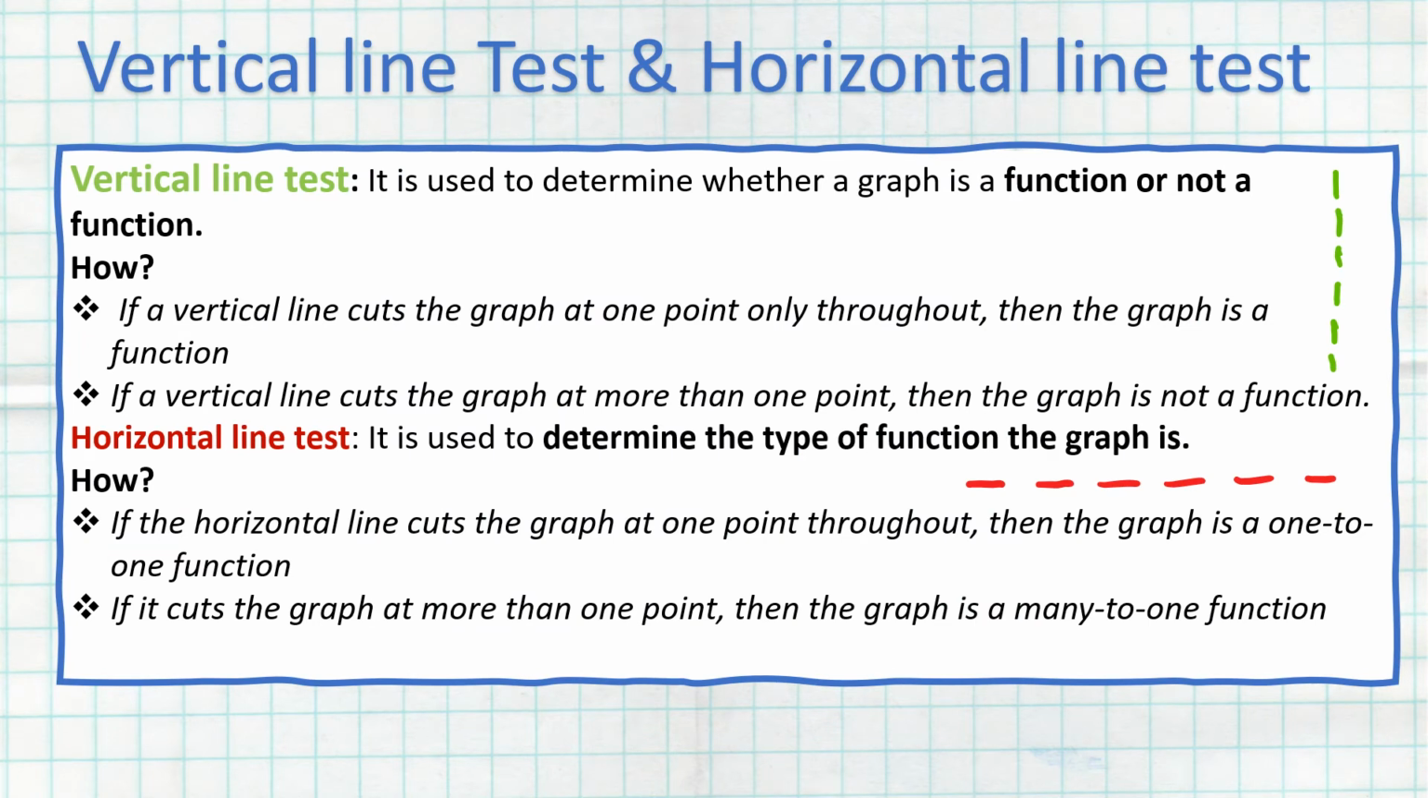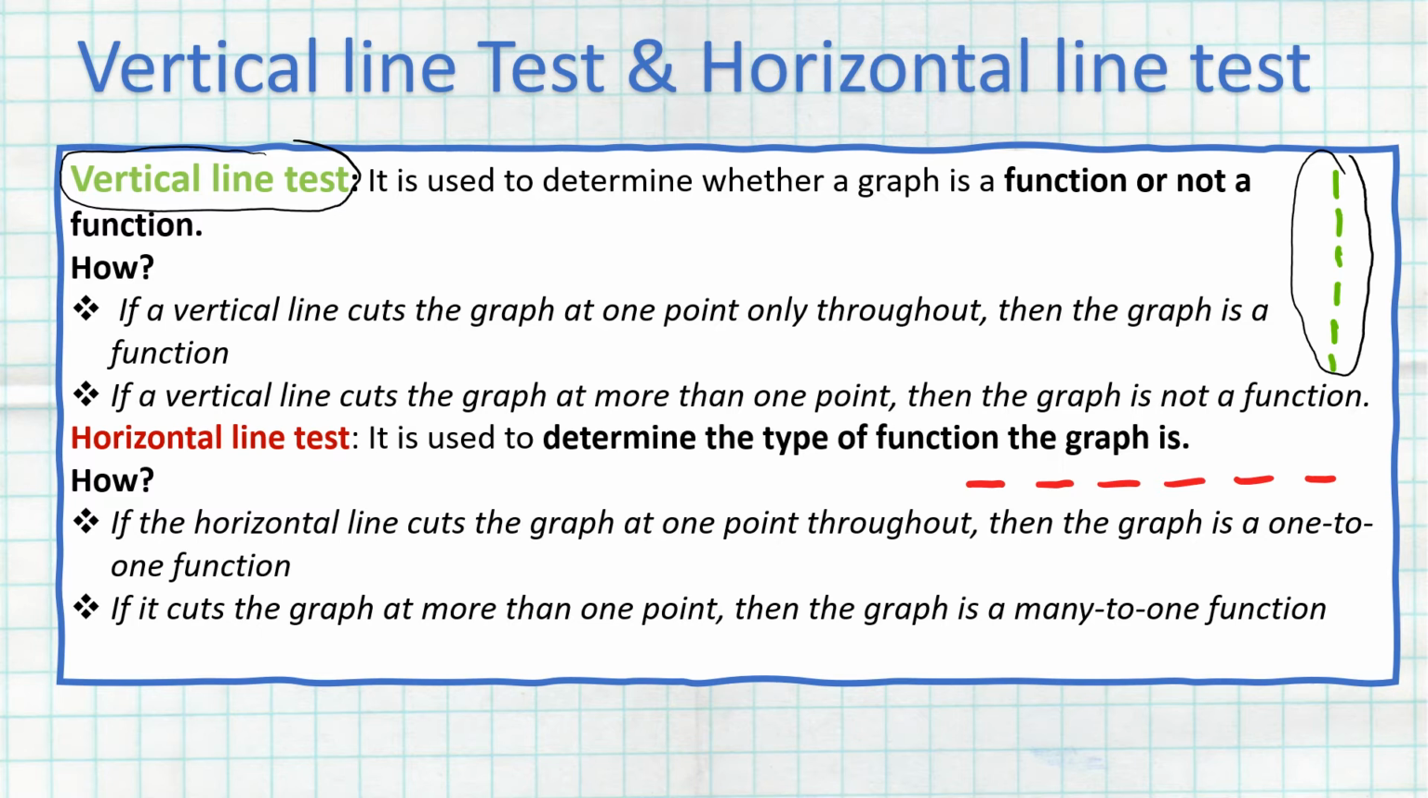Let's now take a look at how to determine whether a graph is a function or not using another method, right? This is another method to determine whether your graph is a function or not, and if it is a function, how to determine the type of function it is. So we now look at something called the vertical line test and the horizontal line test. So the vertical line test, as you can see there in green, it's this line. This is a vertical line, right?